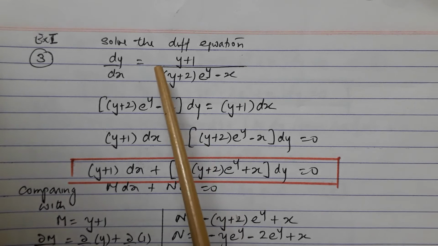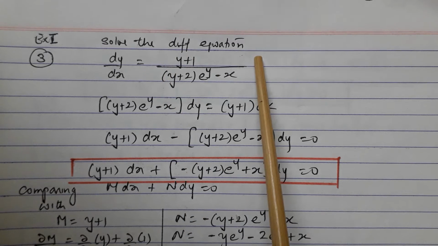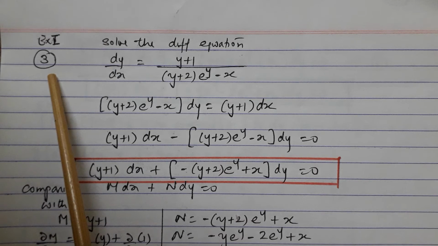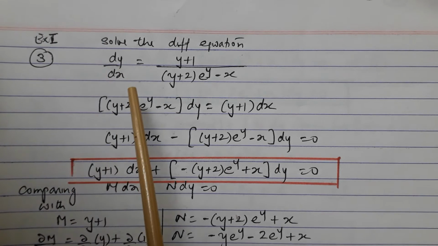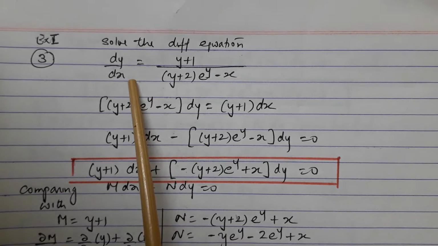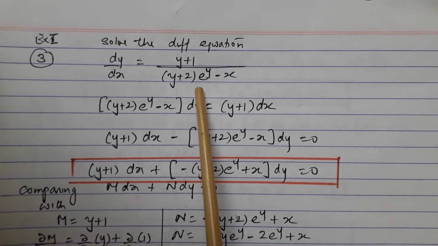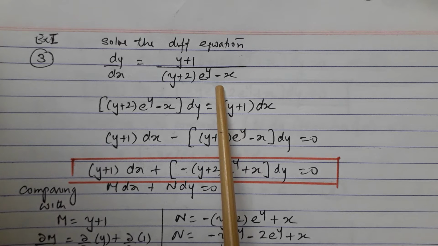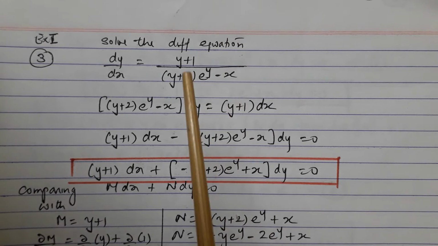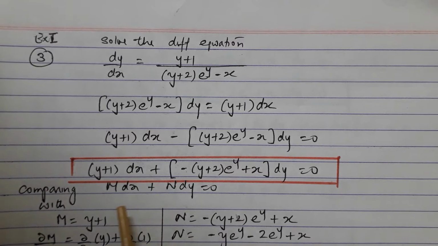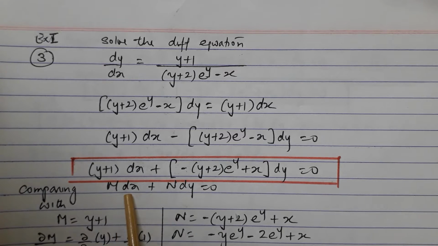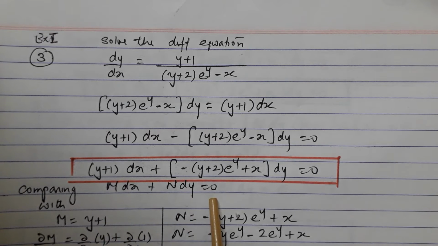In this video, we shall solve a problem from the chapter of exact differential equation, exercise 1, sum number 3. The given differential equation is dy by dx is equal to (y plus 1) upon (y plus 2) into e raised to y minus x. So let us rewrite this in the form M dx plus N dy is equal to 0.